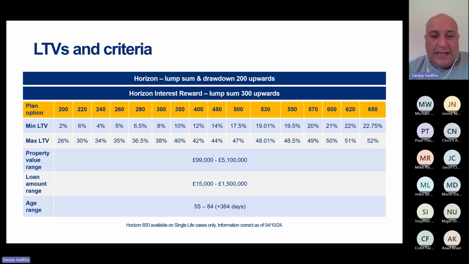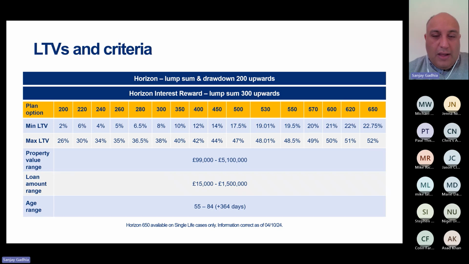The property values are fairly consistent with those available in the market, starting at 99,000, can go as high as 5.1 million. As for the loan amounts, starting at 15,000 and can go as high as 1.5 million. It's worth noting at this point that should you ever obtain customer inquiries where the property value and or the loan amount exceed the parameters that are published here today, we can consider these on a case-by-case basis. So whilst I respect that this may not appear on your sourcing platform of choice, please do not discount Standard Life Home Finance. Get in touch with your dedicated account manager.